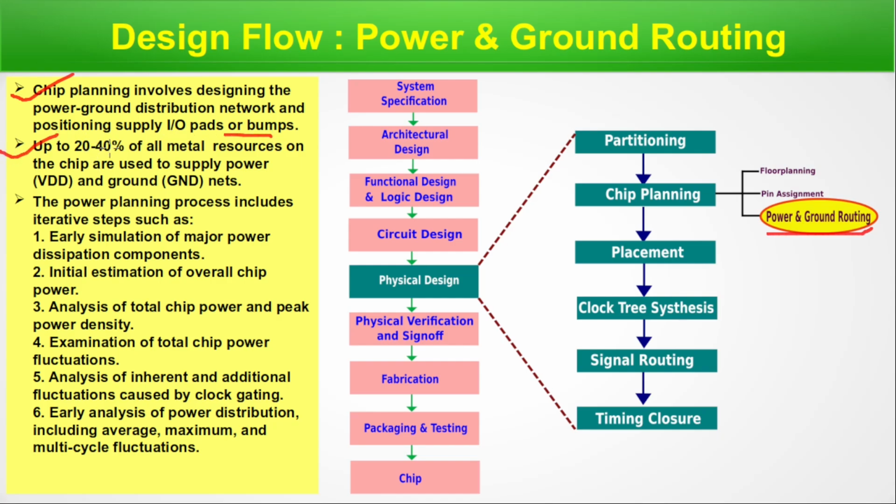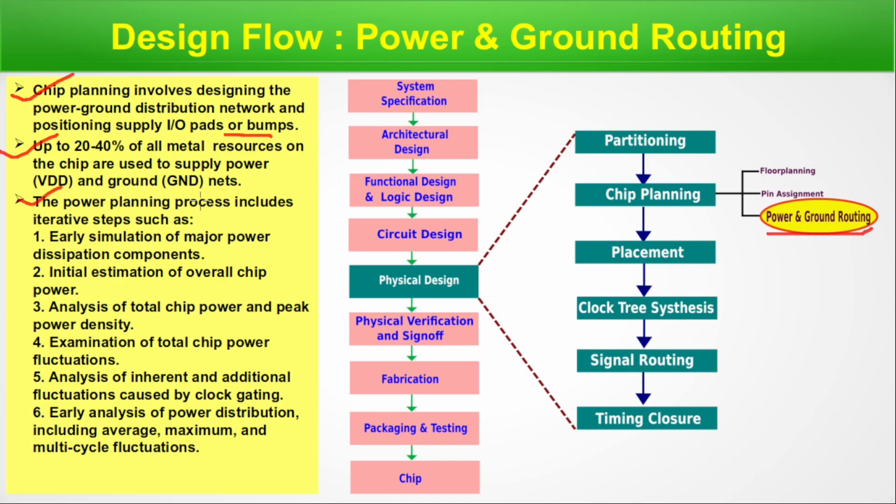Up to 20 to 40% of all metal resources on the chip are used to supply power, VDD and ground nets, because these are the longest interconnects. Every cell needs electrical connection. If VDD and ground are not connected, then those cells are isolated. So these are the longest wiring paths.